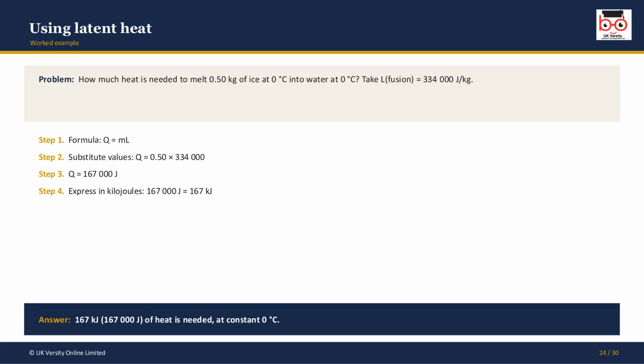Let's work one through. How much heat melts half a kilogram of ice at 0 degrees Celsius into water at 0 degrees, with a latent heat of fusion of 334,000 joules per kilogram? The formula is Q equals mL, so that's 0.50 times 334,000, which is 167,000 joules or 167 kilojoules. And notice all of that heat goes in while the temperature stays fixed at 0 degrees. It's spent entirely on turning solid into liquid.